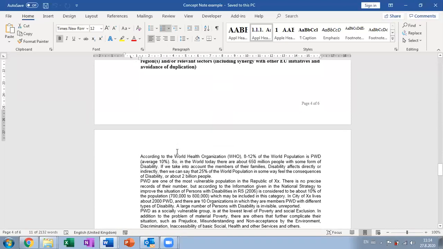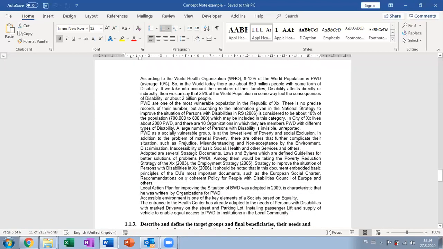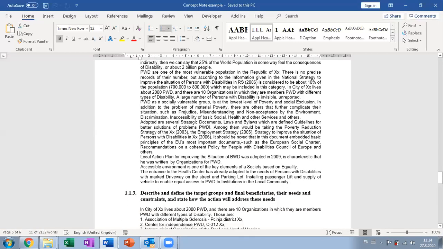When it comes to relevance to particular needs and constraints of the target country, other initiatives, duplications, it's really weak, to be honest with you. Nothing about other initiatives that are taking place at the local level. We've read somewhere that there is a mention that there are certain local plans and strategies that are dealing with the subject area, but then nothing here as to how this project is integrated into these local plans, and so on and so forth.